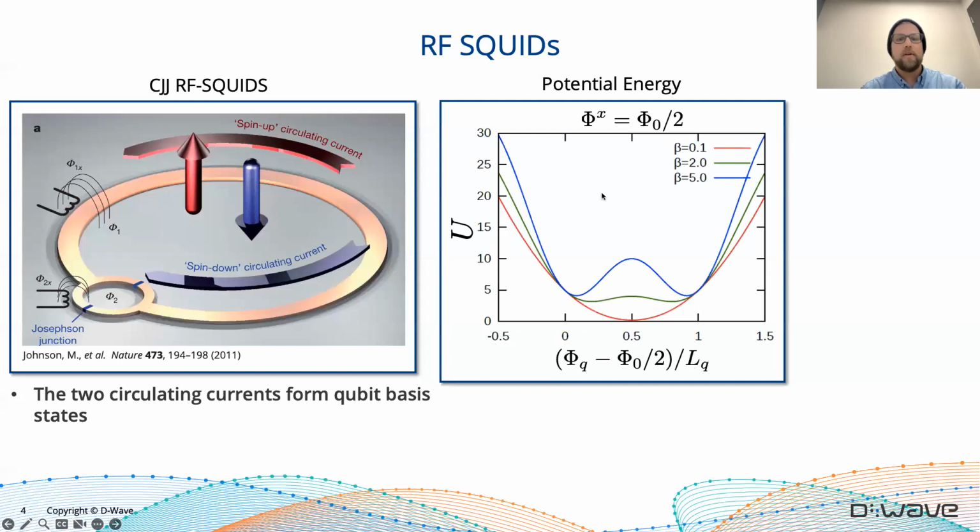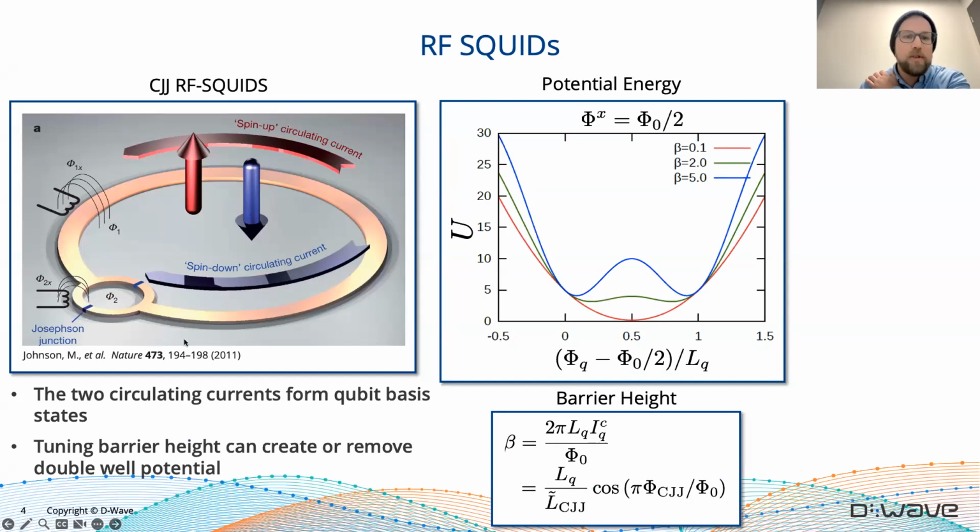What this allows us to do is tune the critical current flowing in the body of this superconducting loop. Here I'm plotting the potential energy of this circuit, where we bias the superconducting loop to half a flux quantum. You can see a few different traces with this parameter called beta, which is tunable by the flux in the smaller loop. This allows us to both create and destroy the potential barrier between what will become these two flux states, so we can in situ control the height of this double well potential.